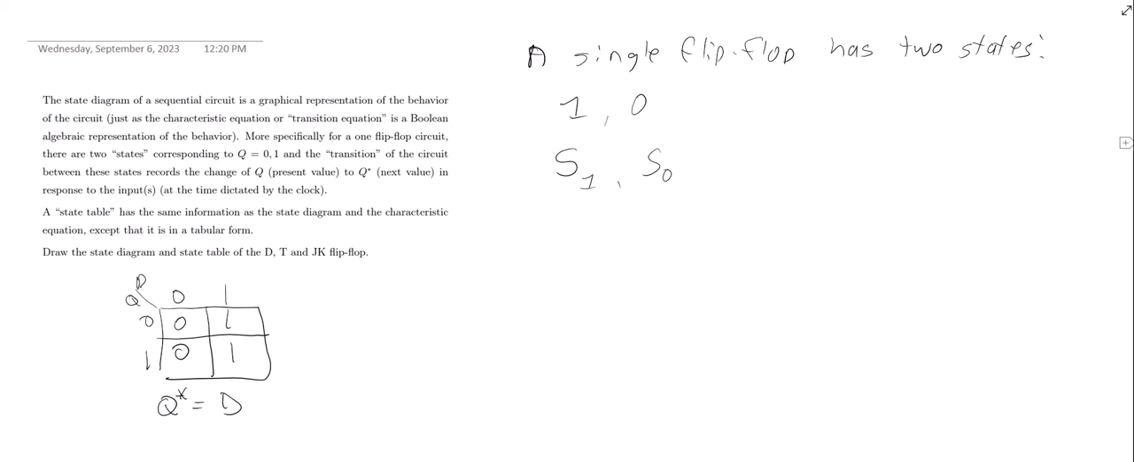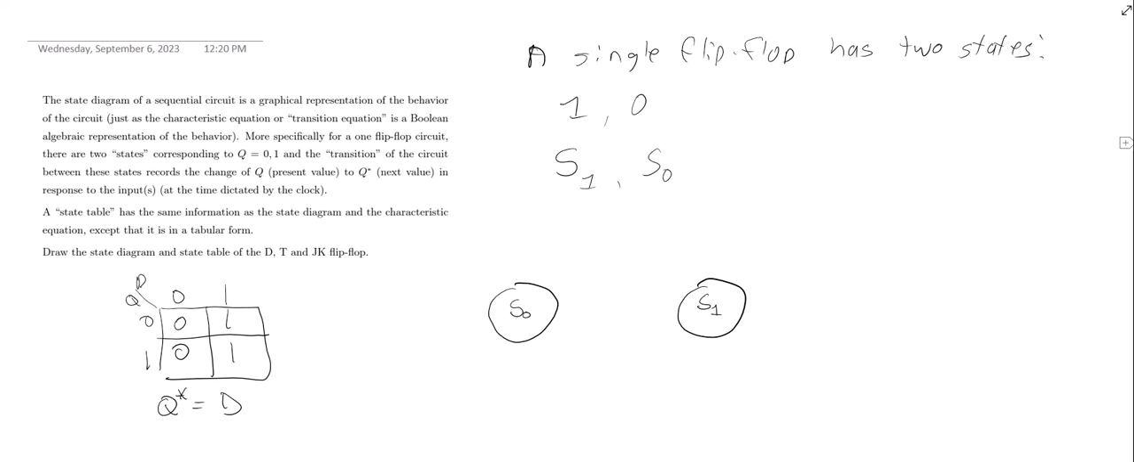Here's how we do a state diagram. I have circles that represent my different states. My two different states, I'll call them S0 and S1. You could also just call them 0 and 1. Those are my two states. And then it's going to depend on what my input is, and my input is going to tell me what my next state is. So if I am in state 0, that means Q right now is 0.